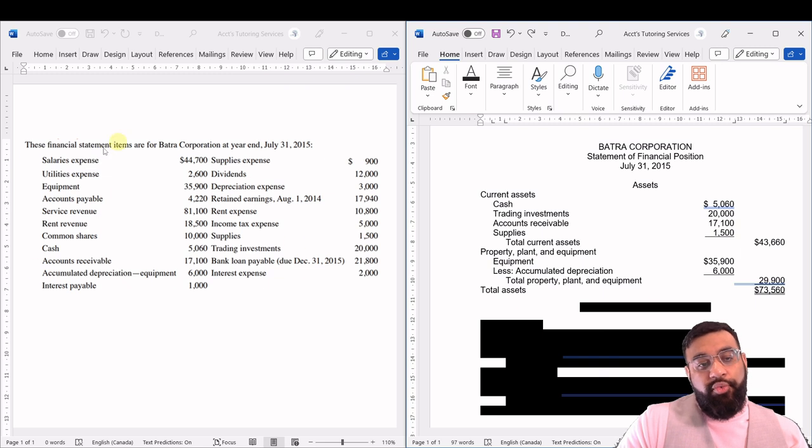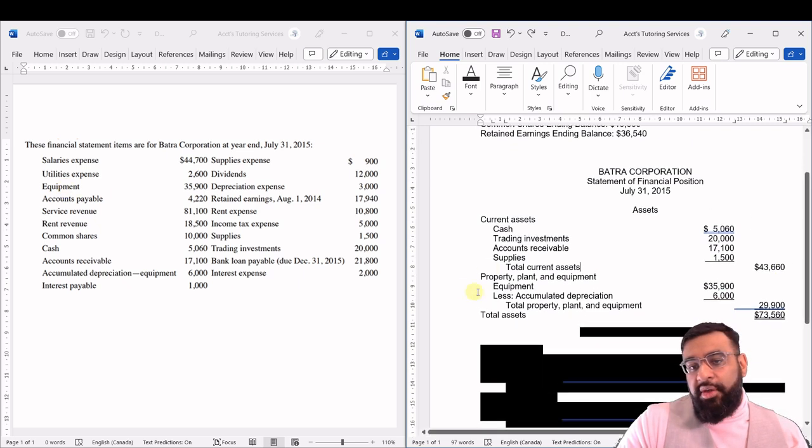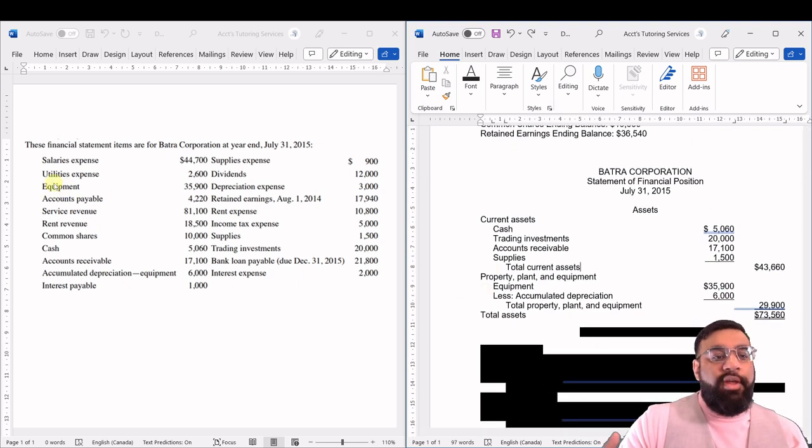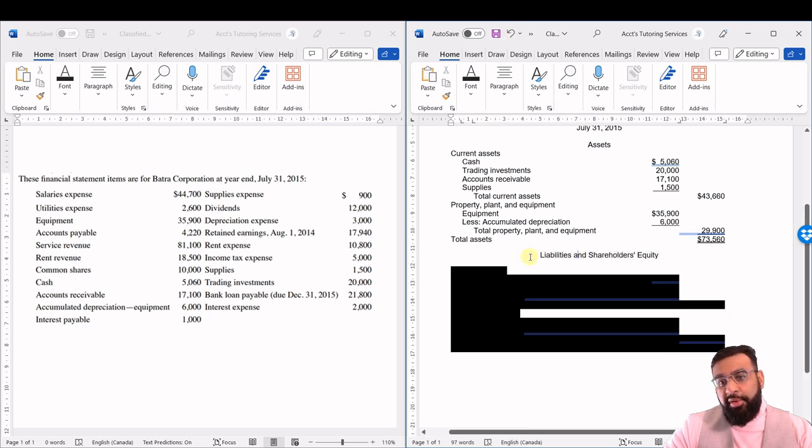As you go through this, I want you to use this as a checklist. Supplies expense, we use that to calculate our net income, cross that out. Utilities expense, we use that to calculate our net income, cross that out. Equipment, we just used it over here, cross that out, et cetera. So to continue, next we're going to deal with liabilities and shareholders' equity.